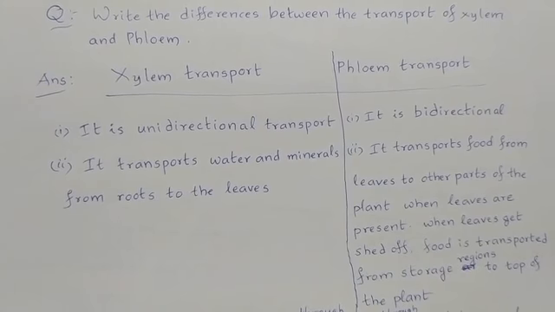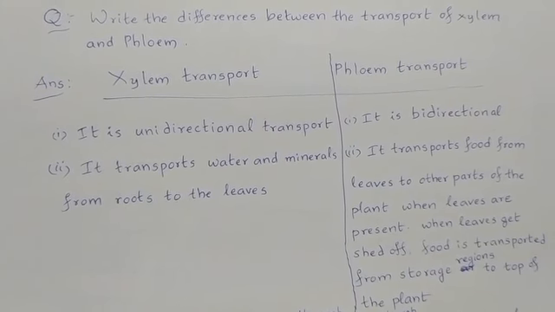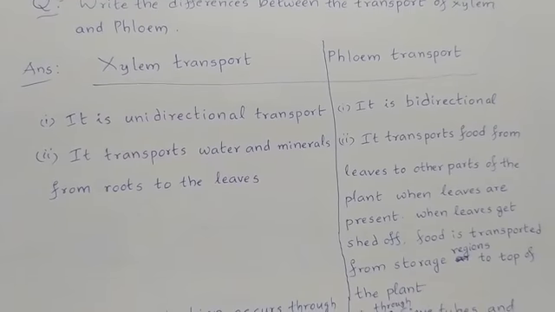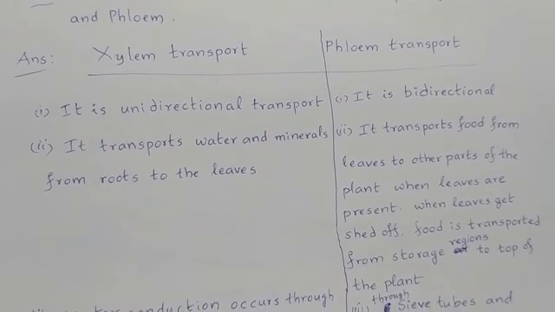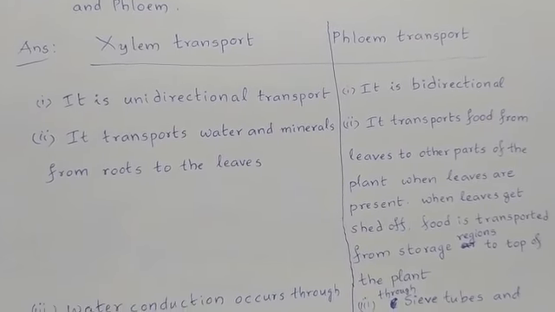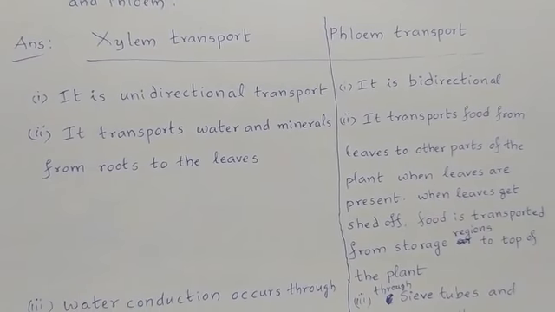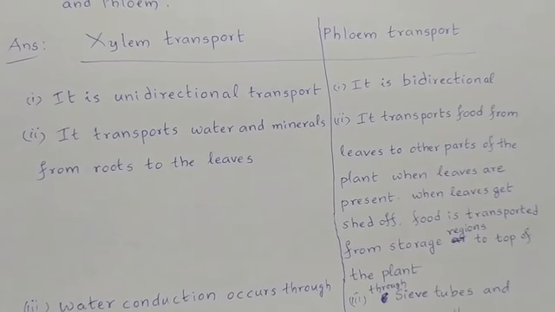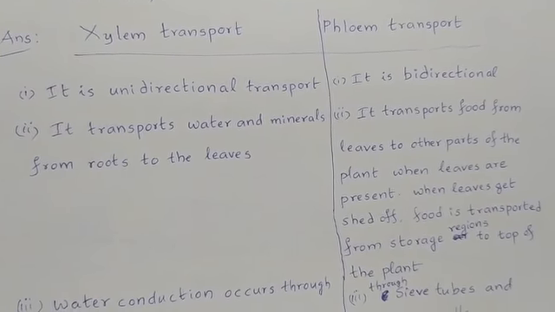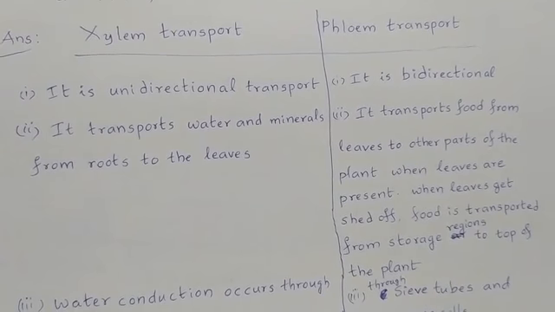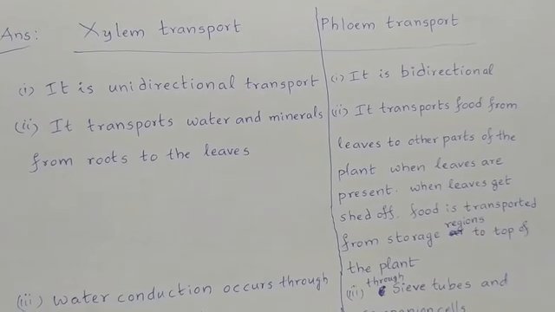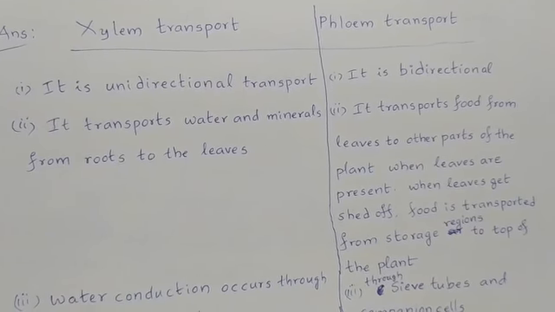Write the differences between the transport of xylem and phloem. Xylem and phloem are the vascular tissues or conducting tissues or transport tissues in the plant body. Xylem transport is unidirectional transport, means only in one direction water and minerals are transported, that is from roots to the top of the plant body, that is to the leaves.